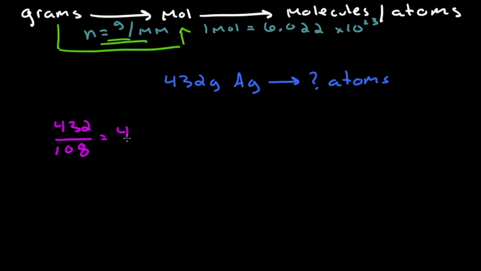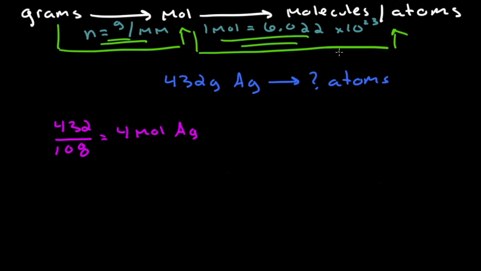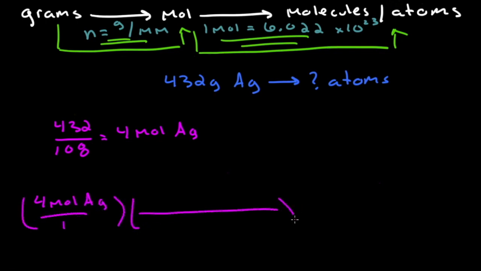And so that gives us 4 moles of silver, which is Ag. Now what we'll do is go from moles to atoms, and we'll use Avogadro's number to convert that. So we're going to take that we have 4 moles of Ag and put that over 1, and then do a dimensional analysis to figure out how many atoms that is. I'm going to put atoms up here on the top, and moles right here on the bottom. Avogadro's number says that for every 1 mole, we're going to have this number of atoms.